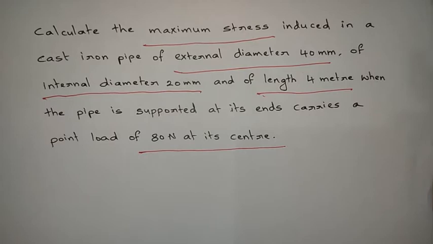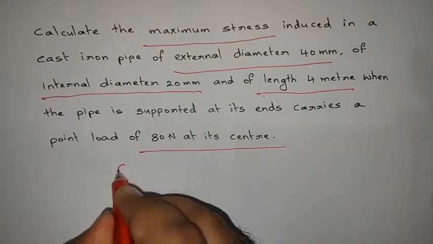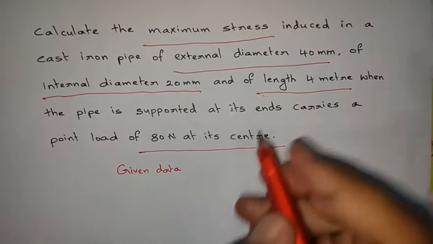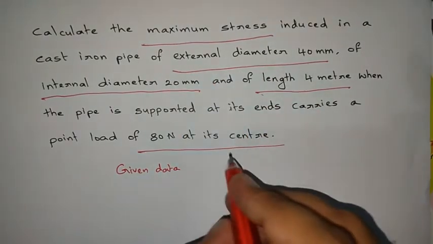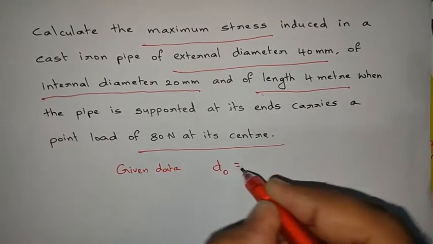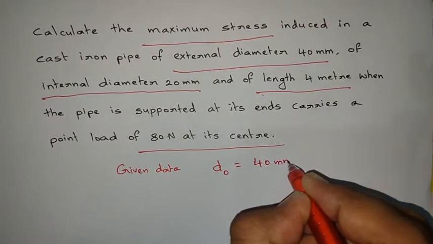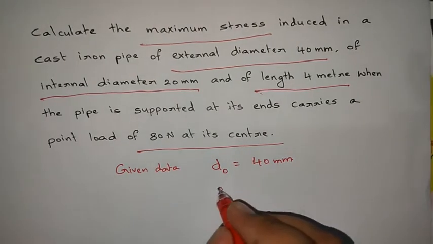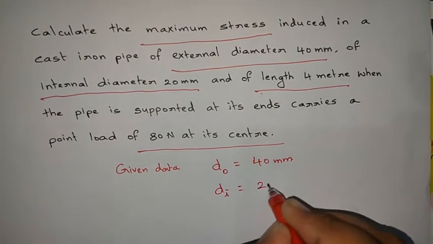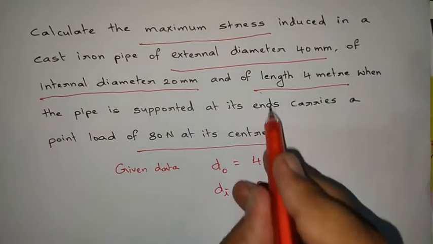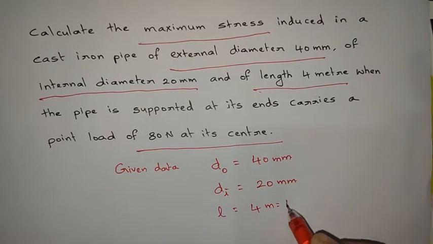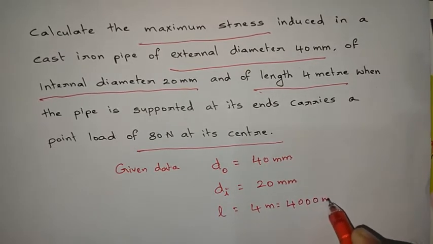So first, write the given data. Given data is external diameter, represented by D0, that equals 40 mm, and internal diameter is represented by Di, that equals 20 mm. So length is equal to 4 meters, and converting into mm, 4000 mm.